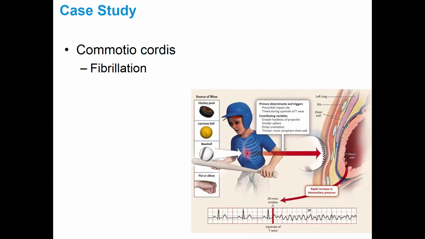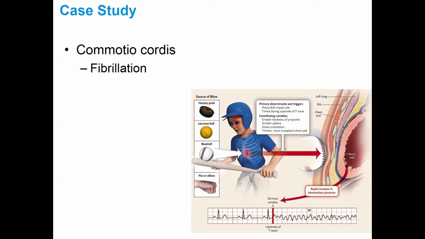There's a condition, also known as a cardiac concussion, called commotio cordis. What you get in commotio cordis is fibrillation of the heart. Effectively what happens, you can see there's a little ECG tracing on the bottom of the slide, so you can see the P wave, QRS complex, and then the T wave.